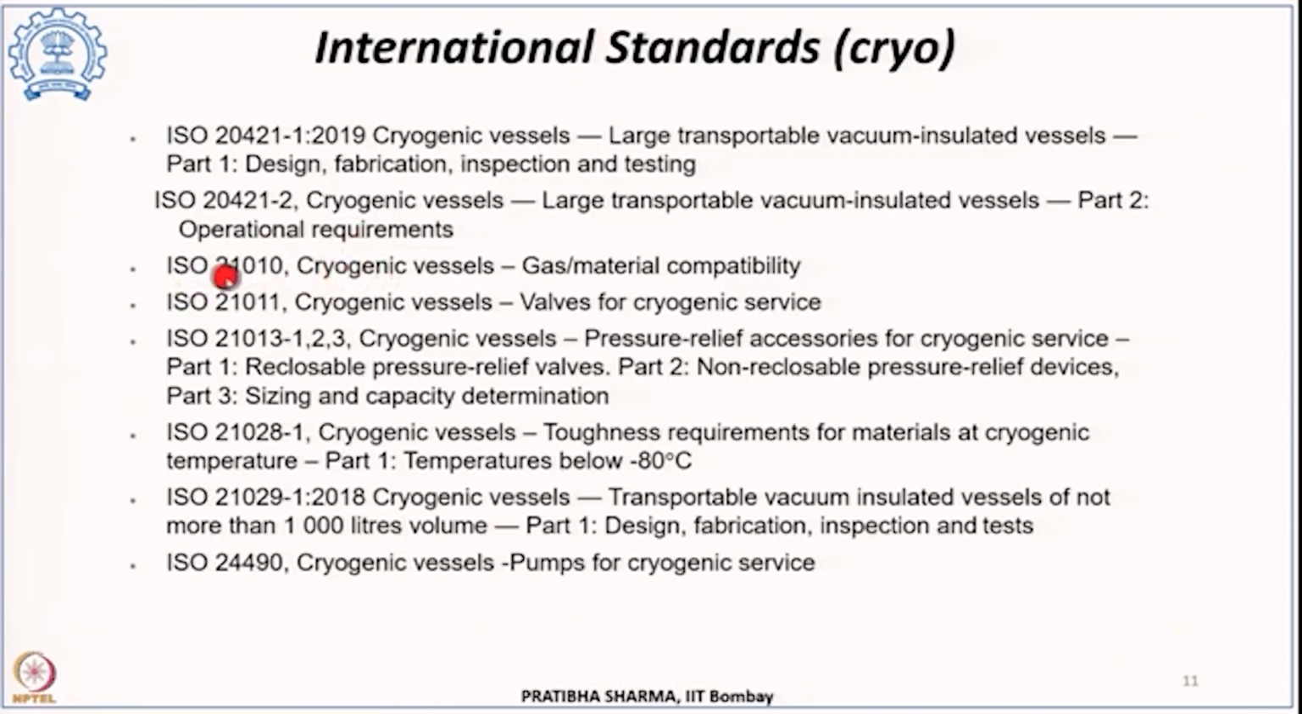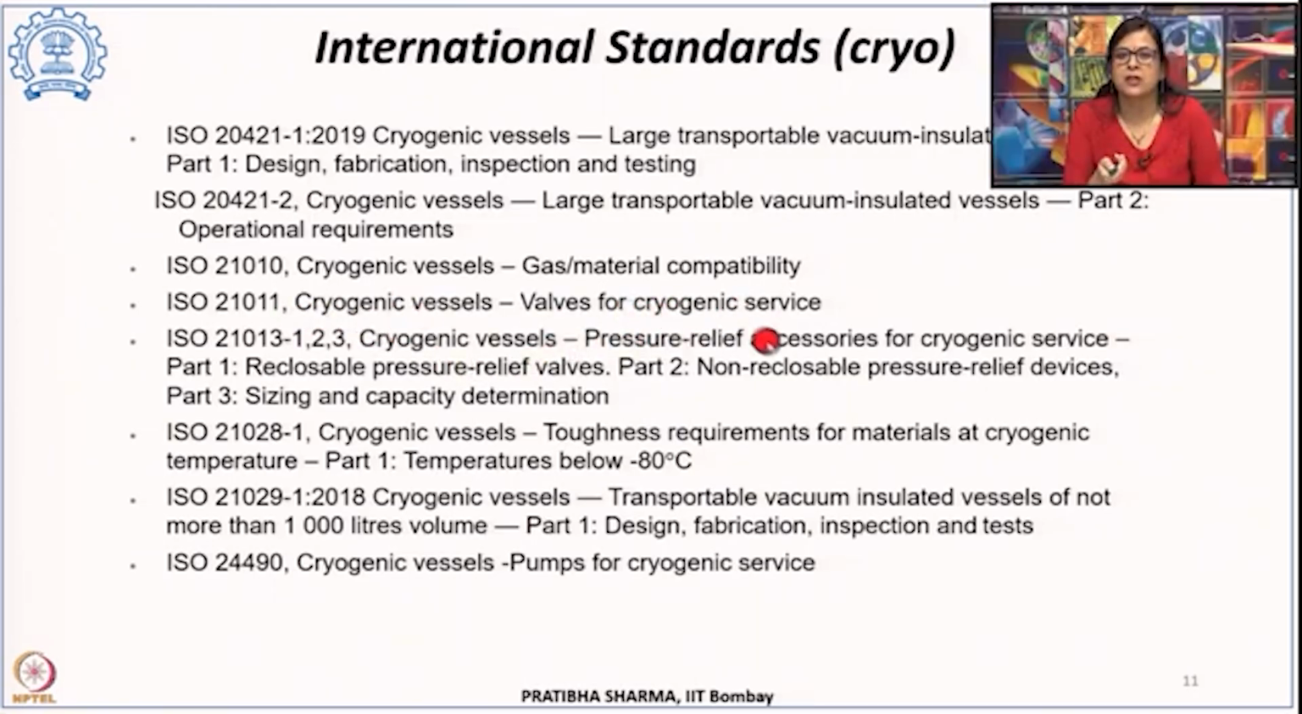Then ISO 21010, which is about cryogenic vessels, gas material compatibility, and the valves which will be used in cryogenic service. Then ISO 21013 parts 1, 2, 3 about cryogenic vessels and the pressure relief accessories associated with cryogenic services. Part 1 covers reclosable pressure relief valves. If it is non-reclosable pressure relief devices, then it is covered in part 2. Part 3 is the sizing and capacity determination.